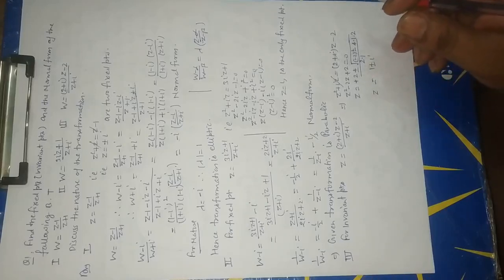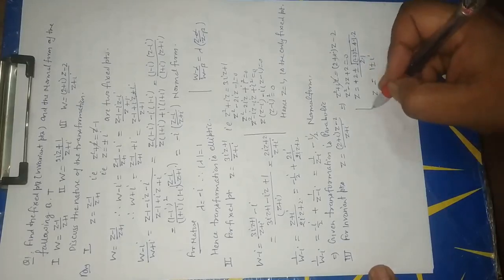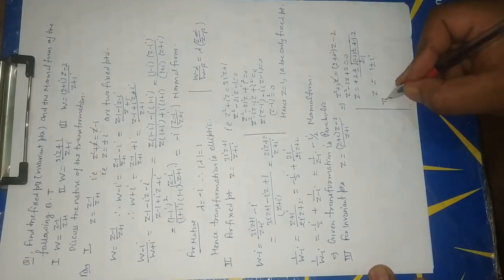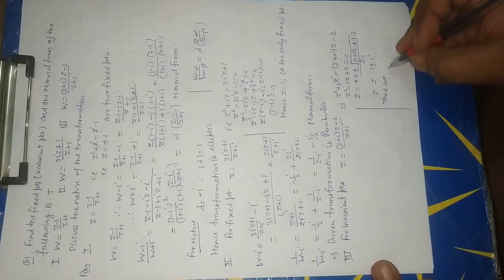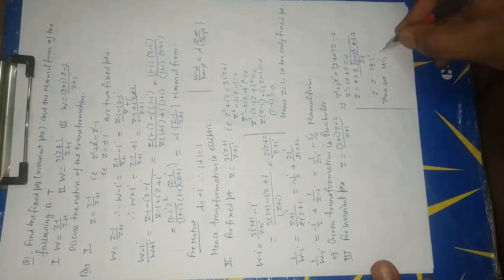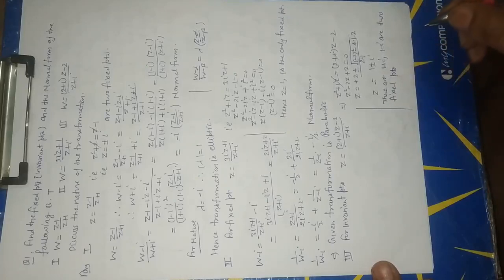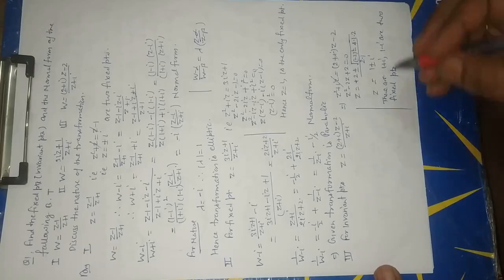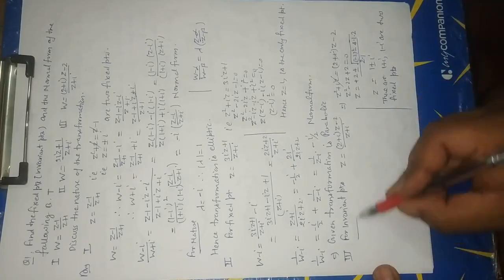Okay? There are two fixed points, 1 plus i and 1 minus i are two fixed points, or invariant points. Now for normal form, we calculate normal form.